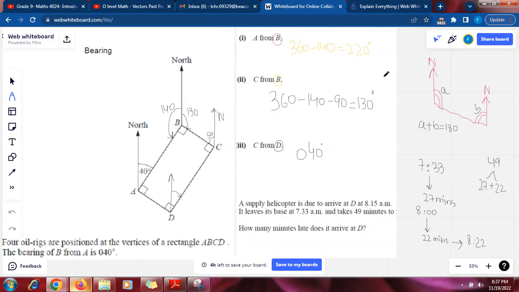The second thing is in which direction should we move? We will always move in the clockwise direction. And the third thing is that we have to write our bearing in three digits. So these are the three key points which you have to remember in bearing.